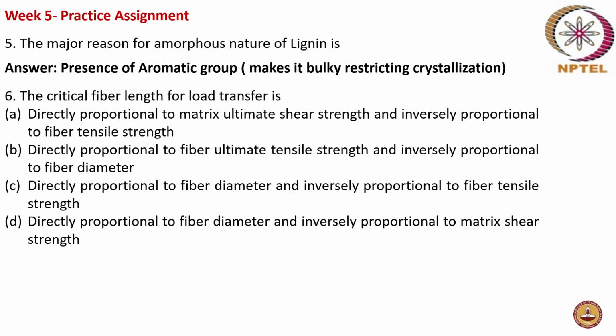Now, the critical fiber length for load transfer, in the case of a polymer composite, is it directly proportional to matrix ultimate shear strength and inversely proportional to fiber tensile strength, or is it directly proportional to fiber ultimate tensile strength and inversely proportional to fiber diameter, or is it directly proportional to fiber diameter and inversely proportional to fiber tensile strength, or is it directly proportional to fiber diameter and inversely proportional to matrix shear strength? Which of these options are right?